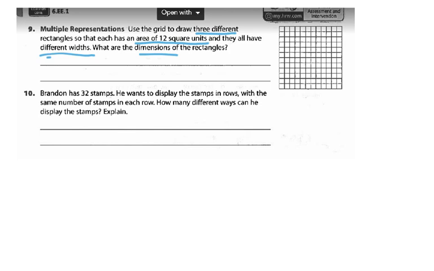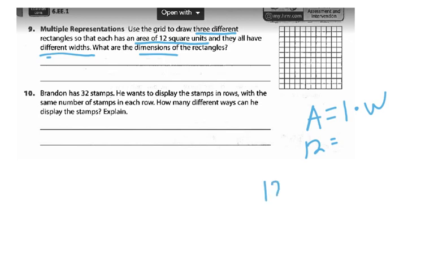Now, what's important is you know area equals length times width, right? And we need the area to be 12 square units. That means your length and your width have to be factors of 12, multiplied to get 12. So you need to think of the ways that you can make 12.